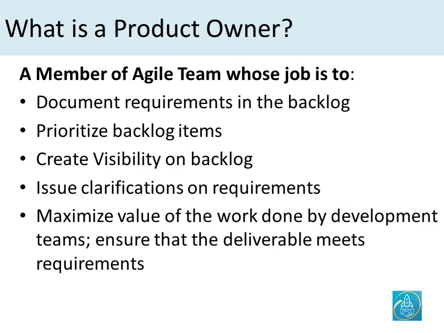Then create visibility on the backlog, and this would mean the product backlog, which is a list of all the feature requests, but then also a sprint backlog. As an example, the sprint backlog in Scrum is the backlog of the feature requests that are currently being worked on in the latest release cycle. So a product owner needs to create that visibility for all the stakeholders as well as the team members.